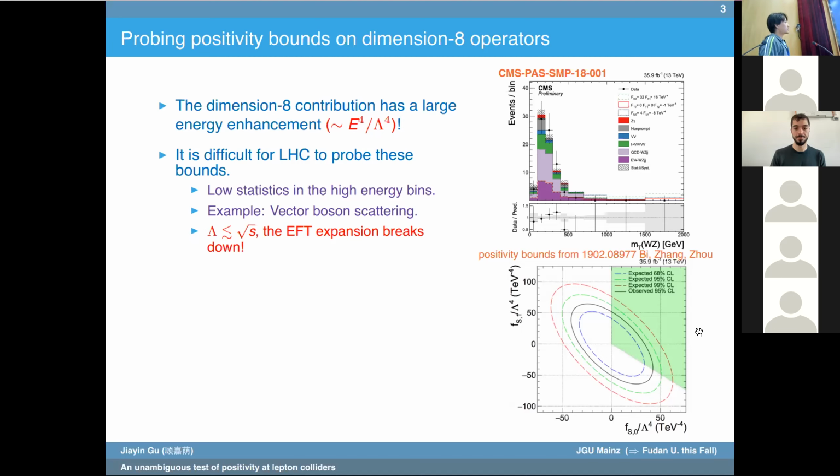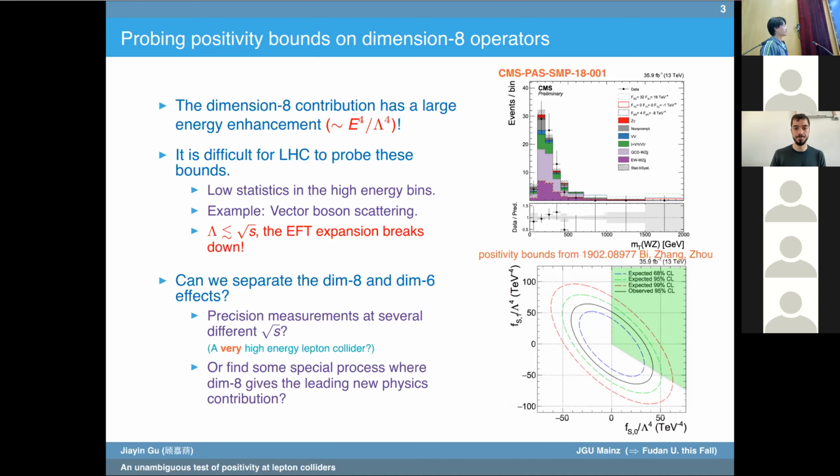This situation is quite general for the LHC, even for other processes, for the reasons I just mentioned. To make things even worse, we know that usually the dimension 6 operators provide the dominant effects. So can we even separate the dimension 8 from the dimension 6? It seems that we really need both high energy and high precision. Then we can measure at several different energies and solve these two problems together. In that case, it seems that we need a very high energy lepton collider. Of course, we may or may not get a collider like that.